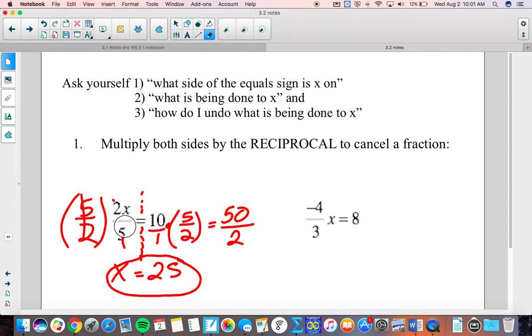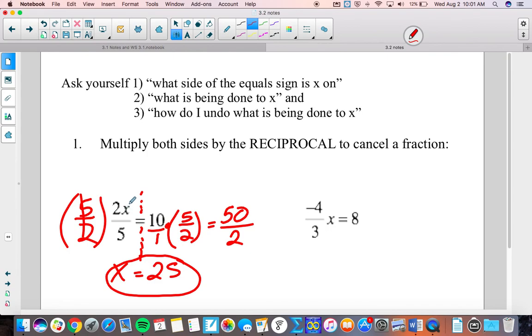Check this out. Let's go back to the original fraction. So let's substitute in 25 here. So 25 times 2 is 50. So this top part actually simplifies to 50. What's 50 divided by 5? It's 10. Yes.